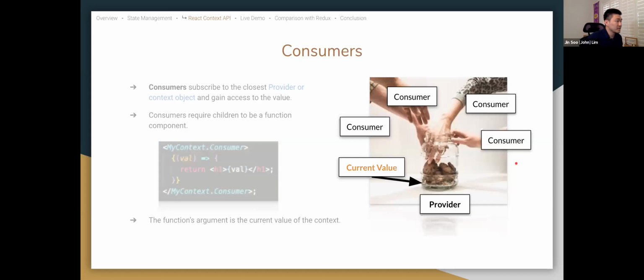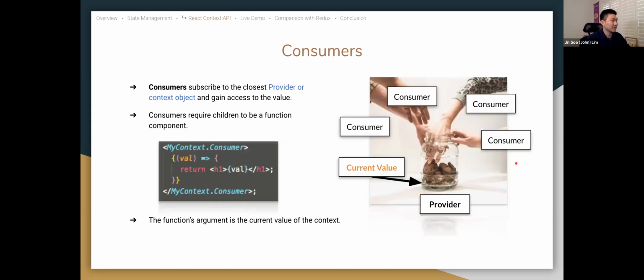And consumers subscribe to the closest provider or context object and gain access to the value. Consumers also require their children to be a function component. And this is the context for it here. As you saw in the first slide, when we created the context, we passed in the value hello. So what's happening here is that the argument for this function is going to be hello passed in. And so what is happening here is we're rendering hello in an H1 tag.